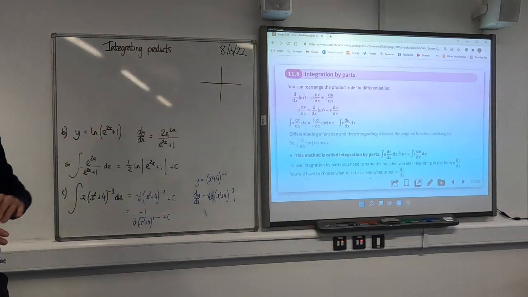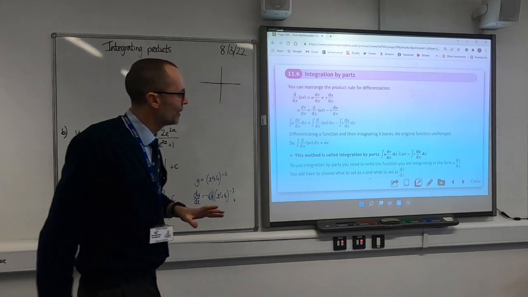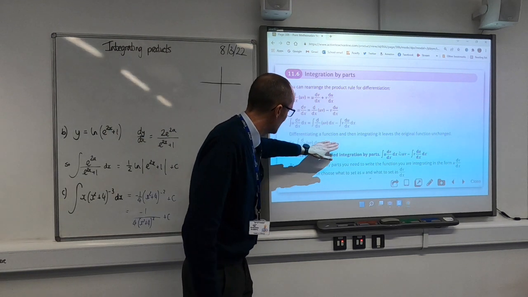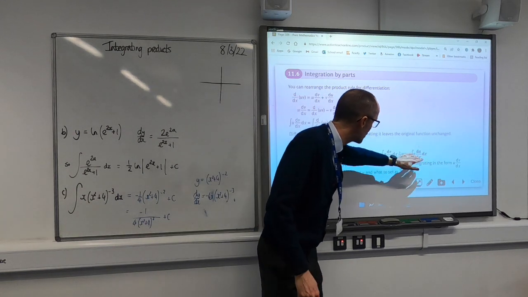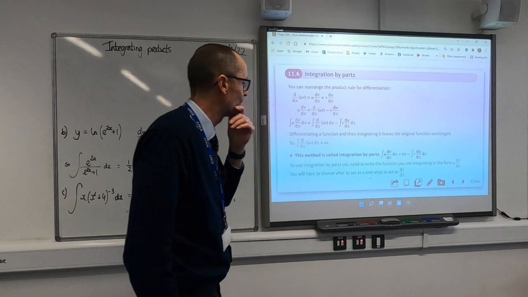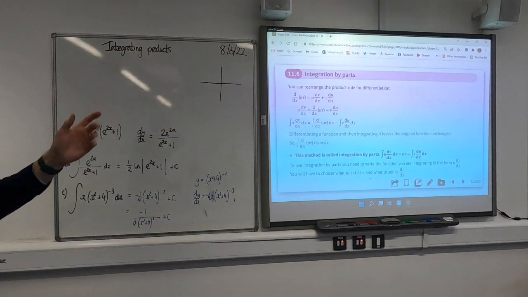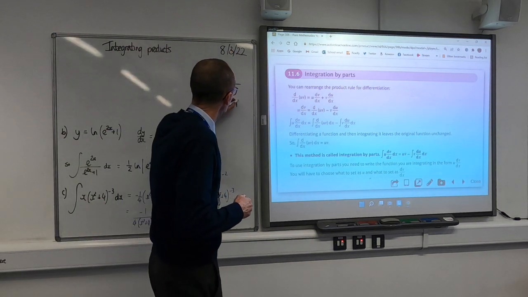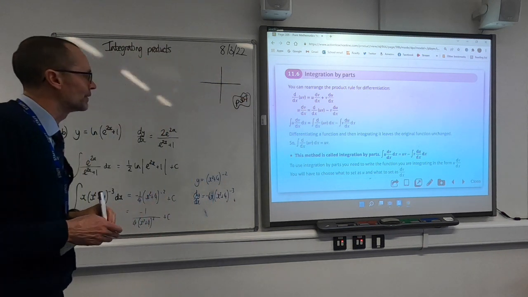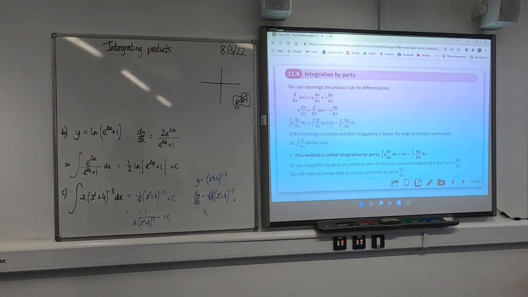That's the product rule. You can actually rearrange it to get what we call, down here, the integration by parts rule, which is on the formula sheet. So if you are inquisitive, that's on page 307. I encourage you to look at it, but maybe leave it till after the mocks.